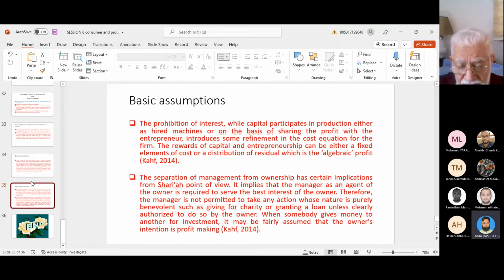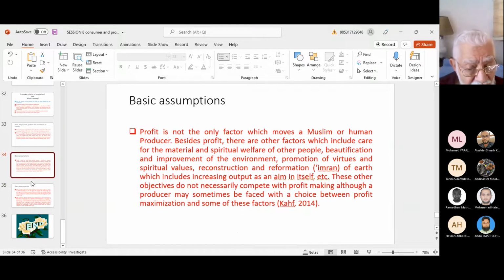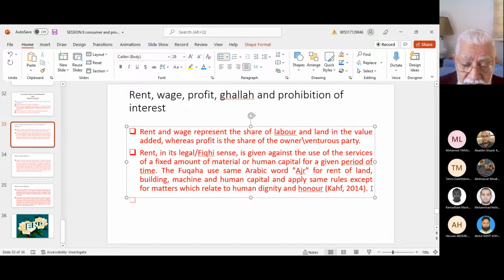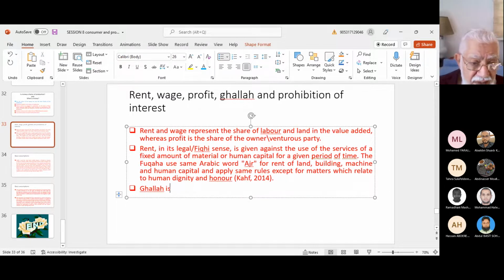And so they may, second, choose either of them. But in fact, yes, humanly, people do not produce only for profit. All human beings, and that applies to Muslims and non-Muslims all the way. Okay, continue, please.